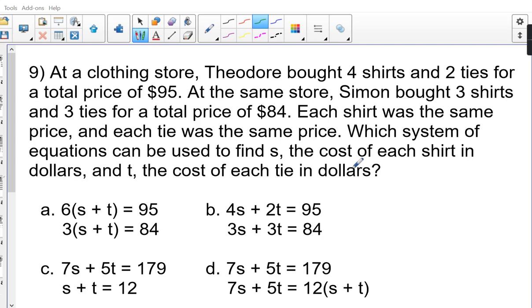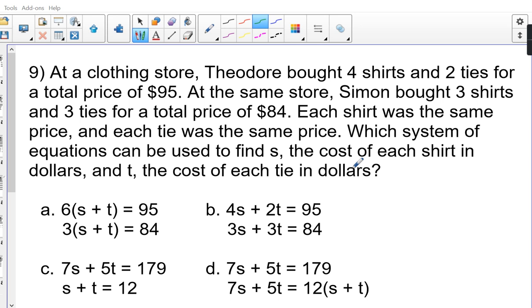Question 9. At a clothing store, Theodore bought 4 shirts and 2 ties for a total price of $95. At the same store, Simon bought 3 shirts and 3 ties for a total price of $84. Each shirt was the same price and each tie was the same price. Which system of equations can be used to find S, the cost of each shirt in dollars, and T, the cost of each tie in dollars?